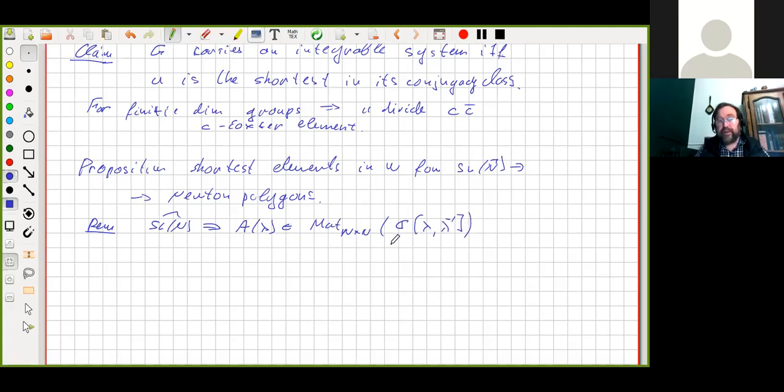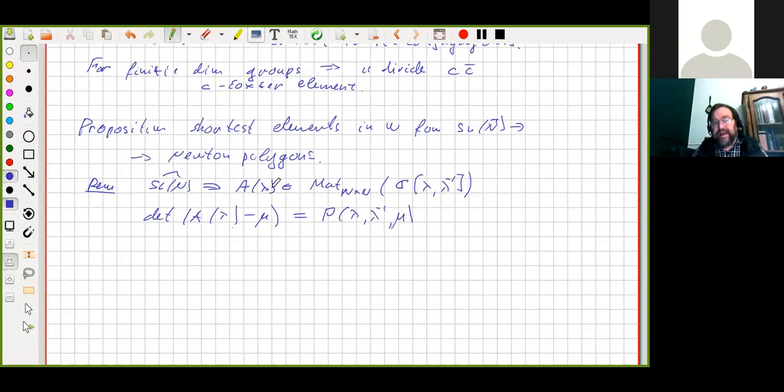So we have some polynomial matrices. One can define the characteristic polynomial, the determinant of A lambda minus mu. This is a function which is some polynomial of lambda inverse and mu. And in principle, for every matrix, you can associate the polynomial in lambda and mu, and therefore you can associate a Newton polygon of this polynomial.